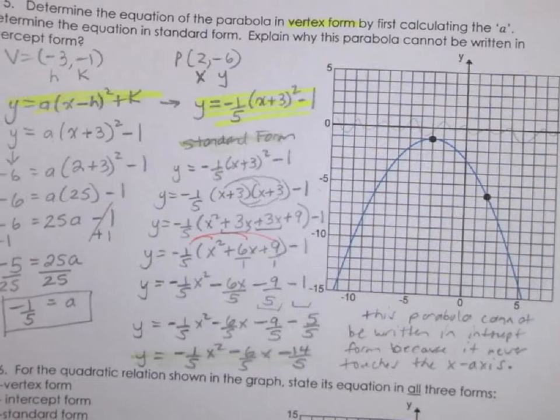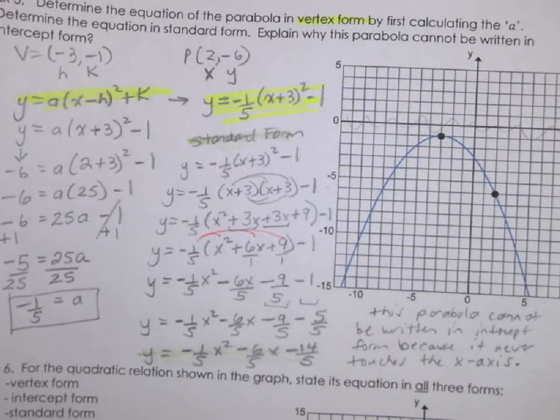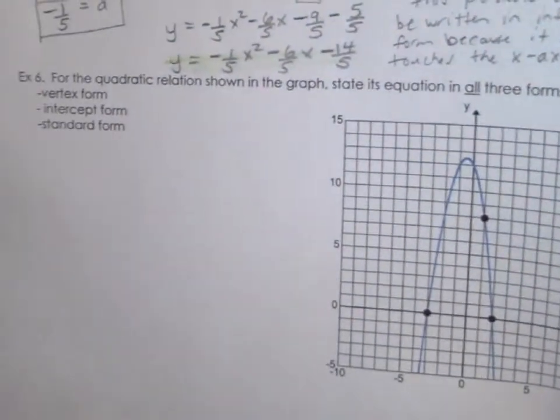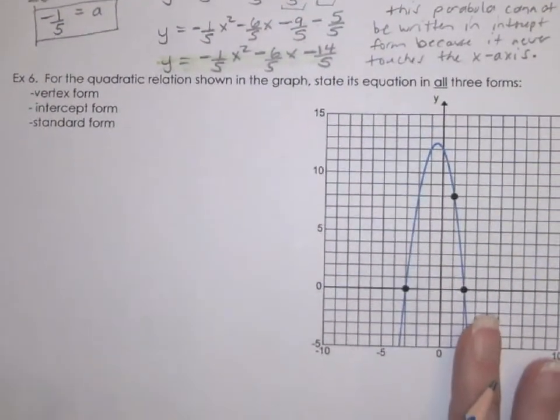So make sure you understand that reasoning, why there isn't an intercept form. We did talk about that before: all parabolas have a vertex form and a standard form, but only ones that have x-intercepts have an intercept form. Okay, so our last example.